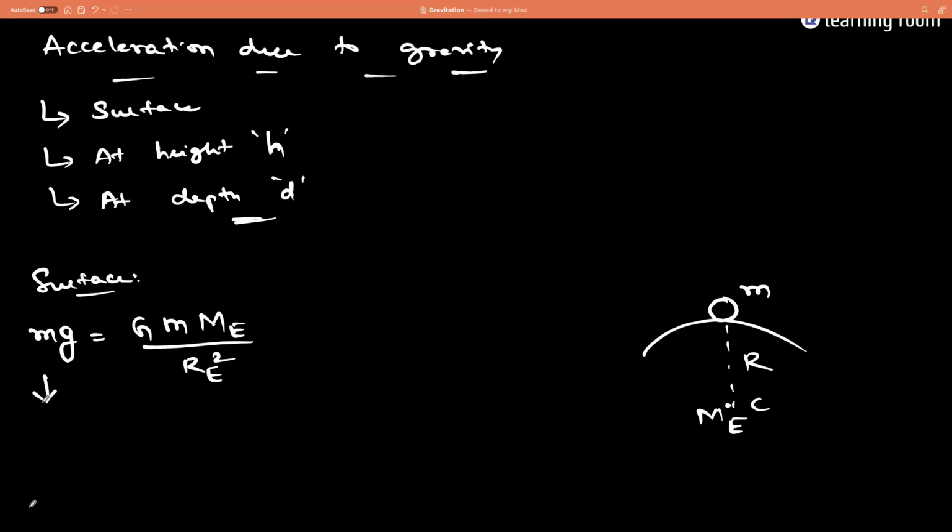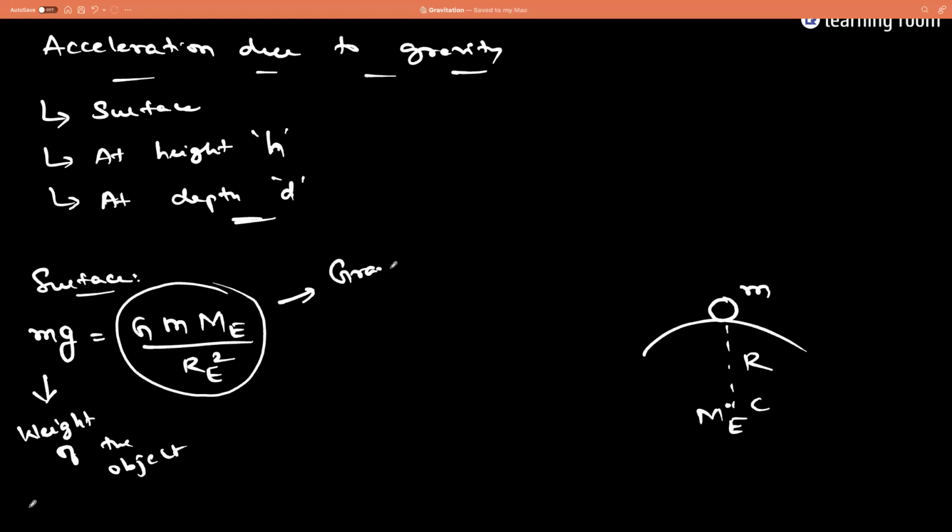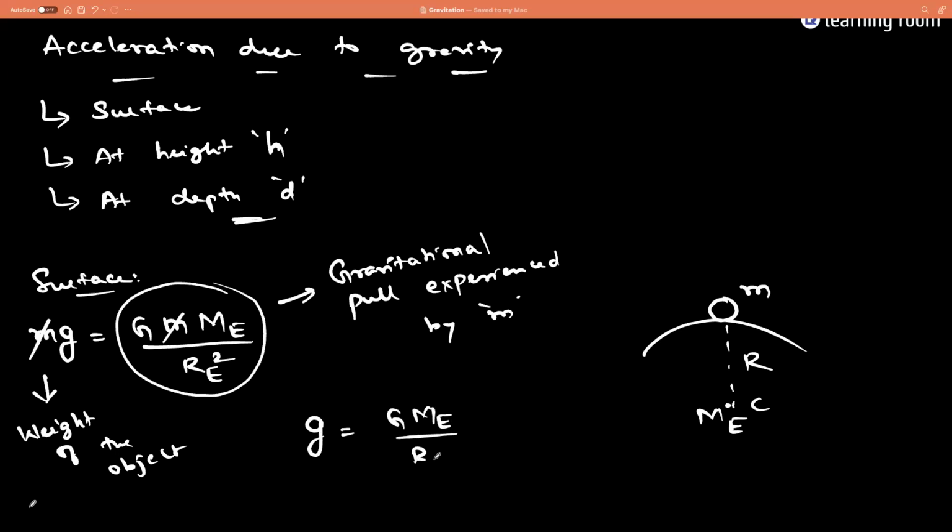Now tell me, what does this mg mean? mg is the weight of the object. Very good, it's the weight of the object. And what about this one? It is the gravitational pull experienced by whom? By the object, right? So what will happen? m and m will get cancelled. So small g will be equal to capital G into Me divided by Re square.